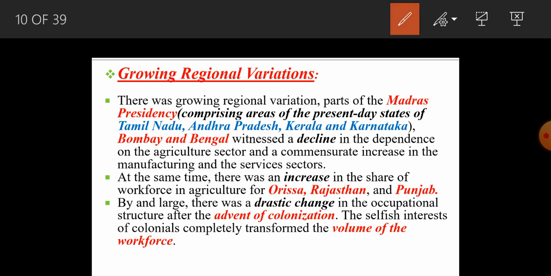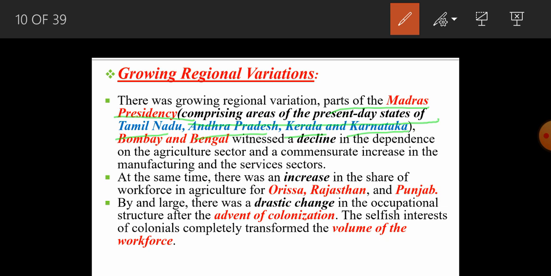Then another reason was the growing regional variations. Regional means it's going to vary from region to region. So there were growing regional variations, especially in parts of Madras Presidency, comprising the areas of present day states of Tamil Nadu, Andhra Pradesh, Kerala, and Karnataka. So the Madras Presidency comprised the present states like Tamil Nadu, Andhra Pradesh, Karnataka, Kerala. Okay.